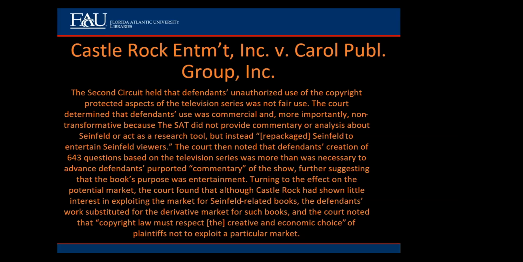The court then noted that the defendant's creation of 643 questions based on the TV series was more than necessary to advance the defendant's purported commentary of the show, further suggesting that the book's purpose was entertainment. Turning to the effect on the potential market, the court found that although Castle Rock had shown little interest in exploiting the market, the defendant's work substituted for the derivative market for such books, and the court noted that copyright law must respect the creative and economic choice of plaintiffs not to exploit a particular market.